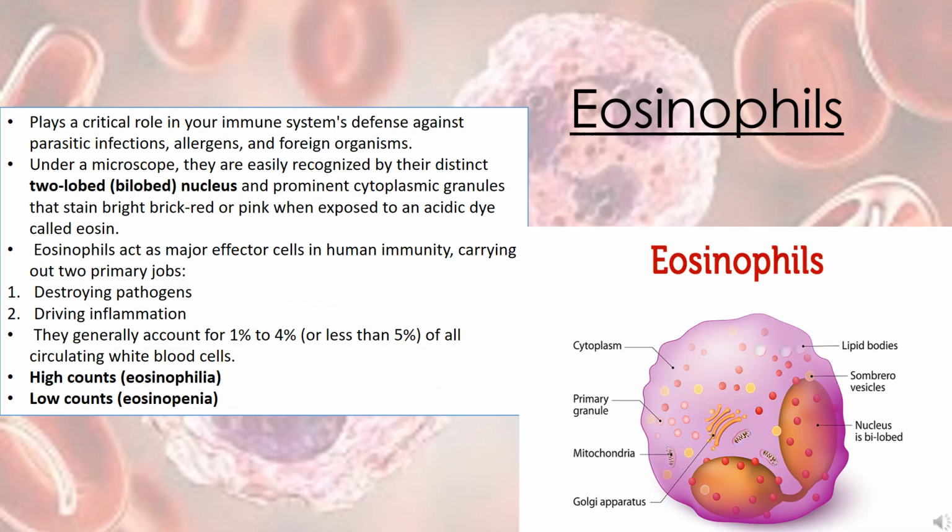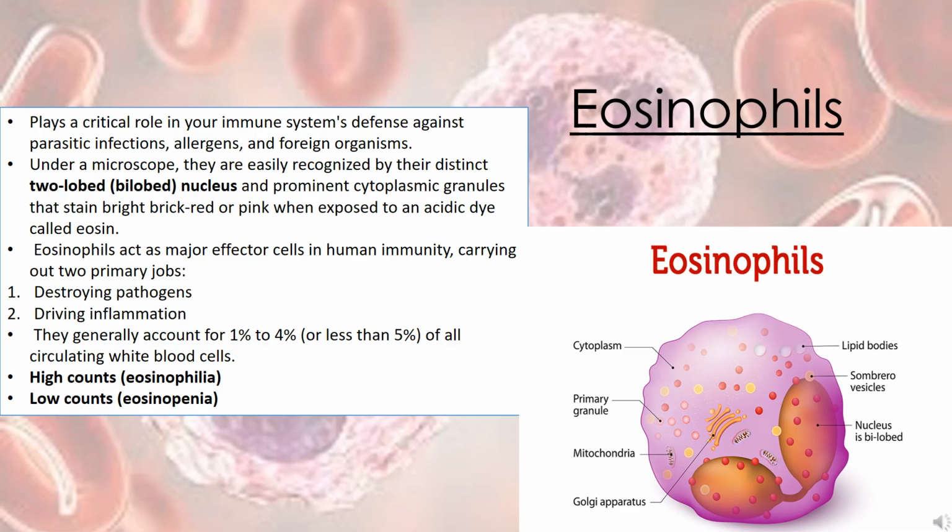Eosinophils are a specialized type of disease-fighting white blood cell, specifically a granulocyte, that plays a critical role in your immune system's defense against parasitic infections, allergens, and foreign organisms. They are produced in the bone marrow, make up a small percentage of your total white blood cells, and migrate into various tissues where they can survive for several weeks.